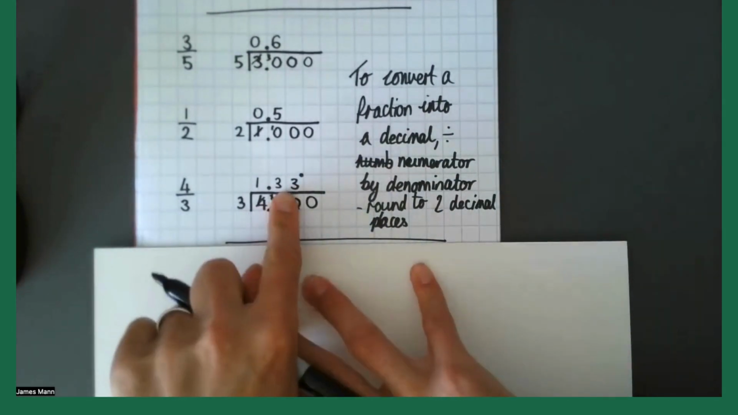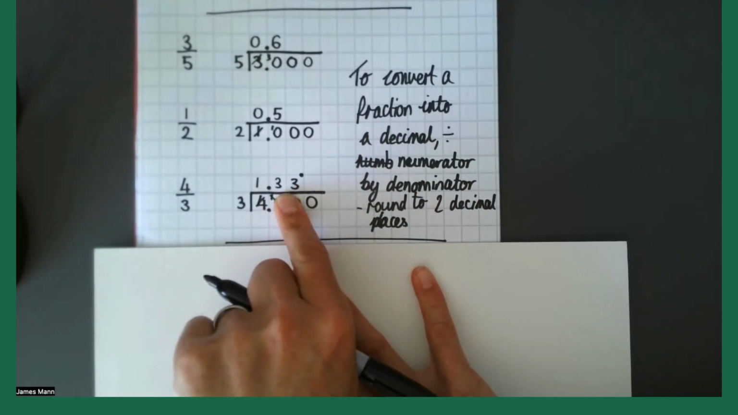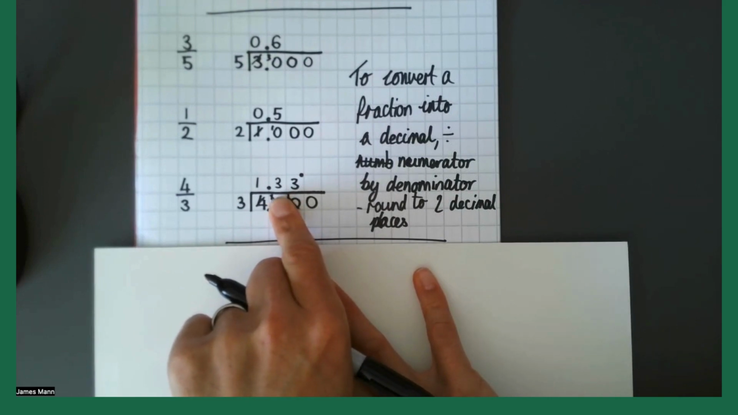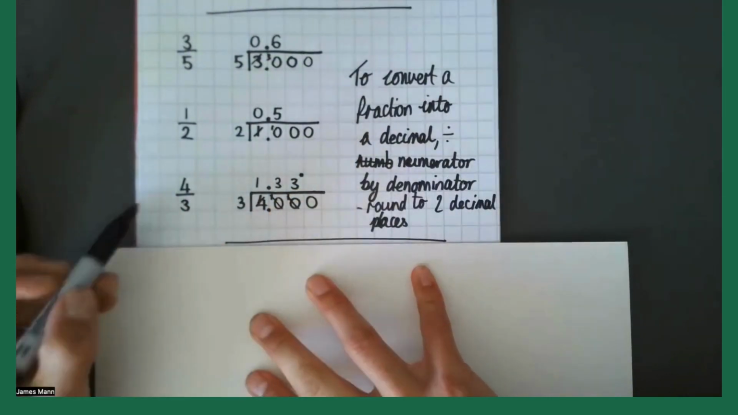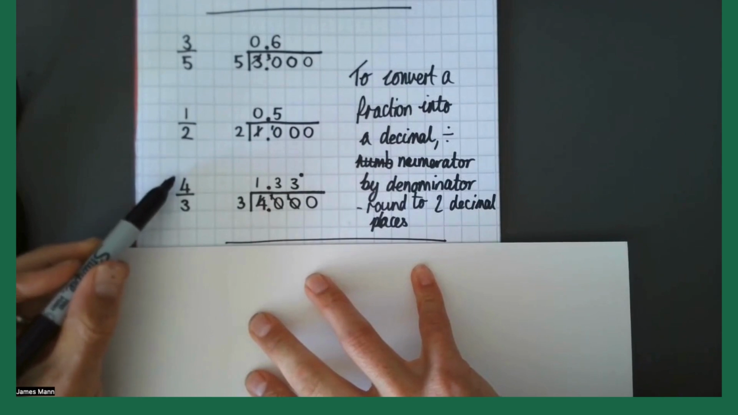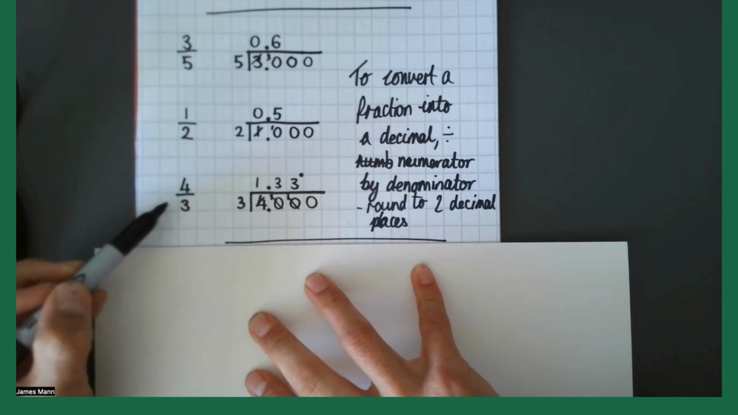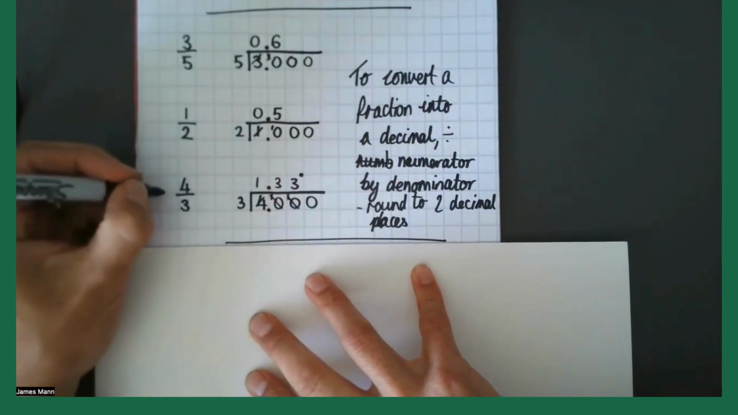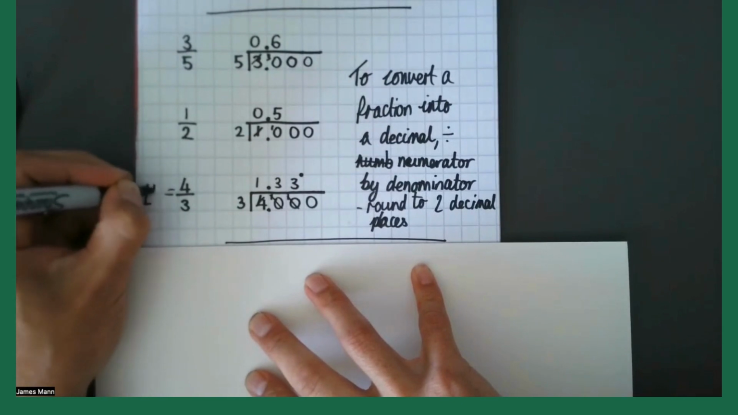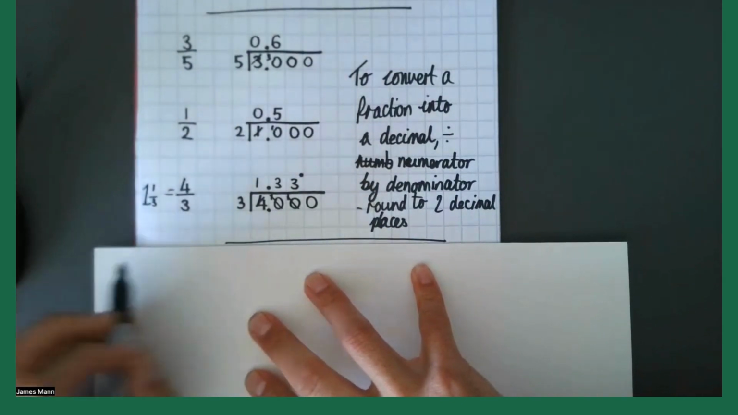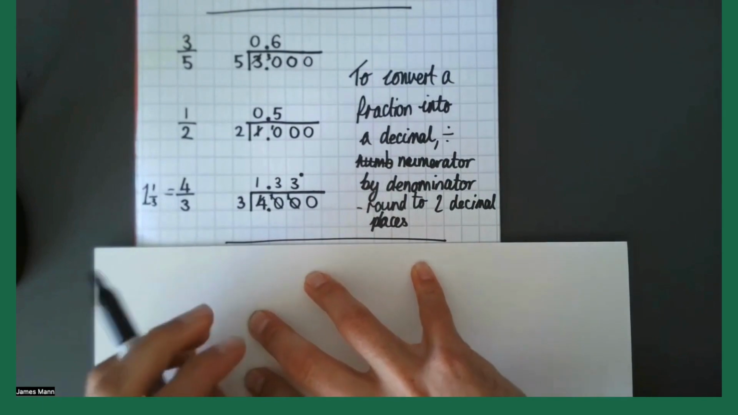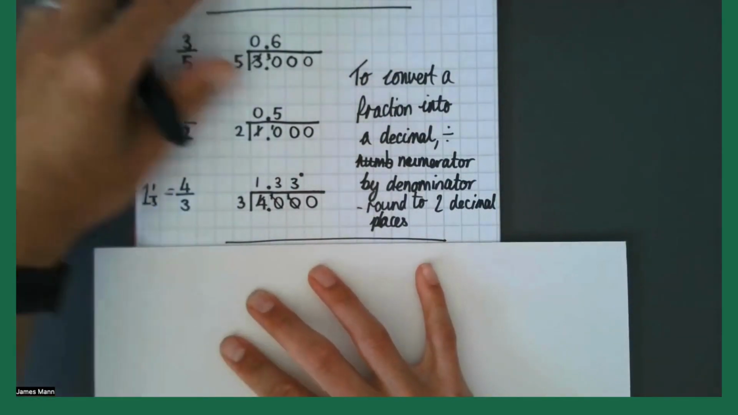You can see how if I then change this into a percentage, it would become 133%, because that is more than 1. An improper fraction is more than 1. Let me just show you. It would create 1 and 1/3, and lots of you know that 1/3 is equivalent to 0.33.